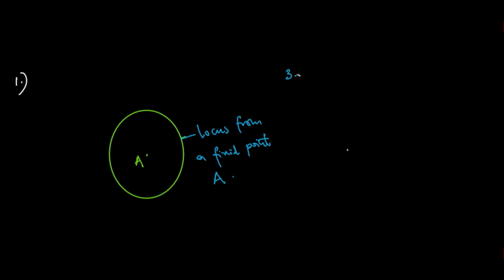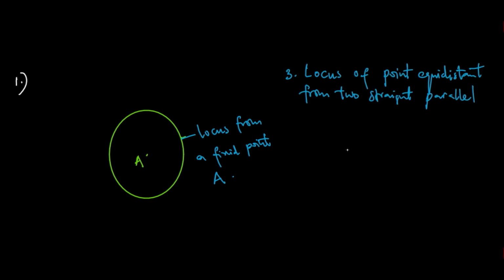Look at number 3. Is the locus of point equidistant from 2 parallel lines. Let's say we have the first line AB, the 2 lines are parallel, and also line CD. We want to get the locus of point equidistant, so the locus will be in between them.